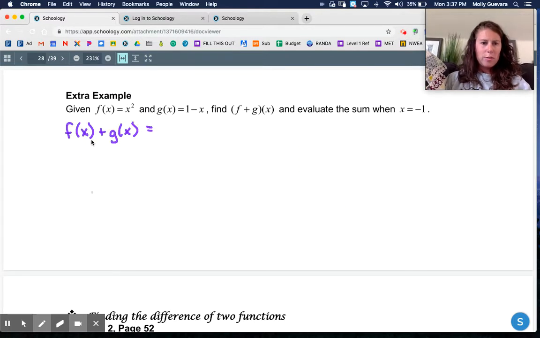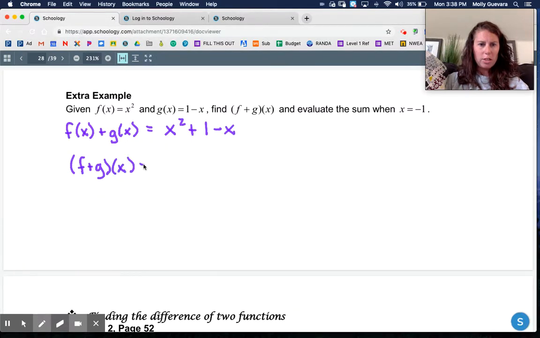All right, so we have f of x plus g of x. Well, my f of x here is x squared, plus my g of x is 1 minus x. But if I want to write that in the proper way, in the correct order, I have f plus g of x equals x squared minus x plus 1. So there's the first part. I found f plus g of x.